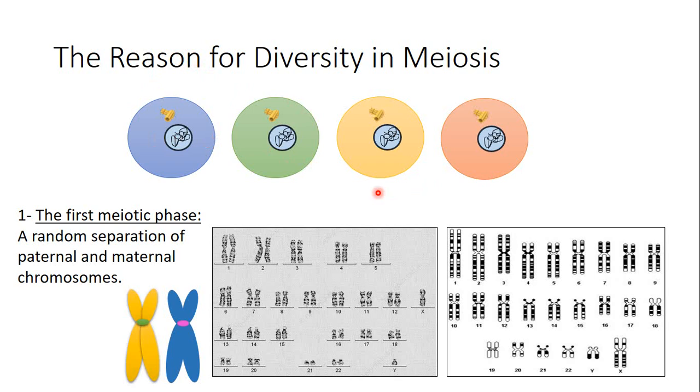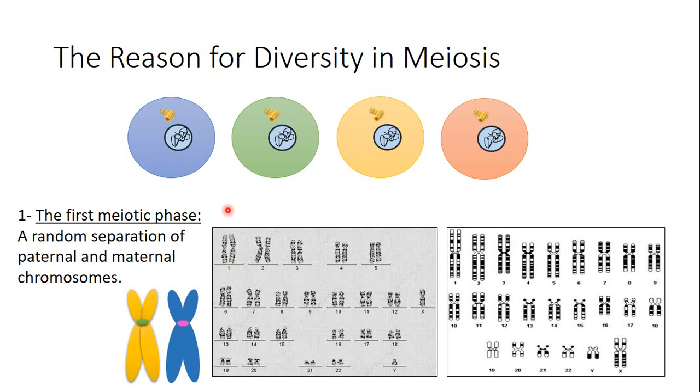The first reason why these cells are non-identical is because of the random separation of the paternal and the maternal chromosomes. As you see here, every pair is made up of one maternal and one paternal chromosome. And these two sets are separated from each other. From every pair, randomly, one of these two chromosomes goes to one side and the other goes to the other side.